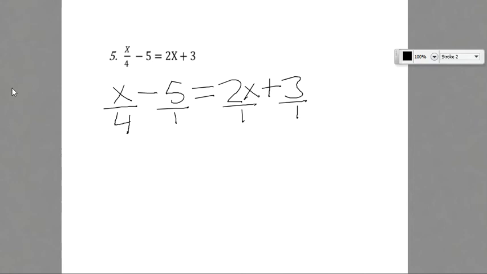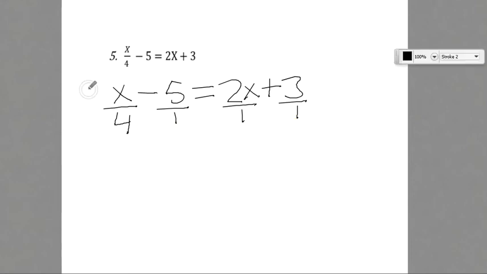Okay, so if we look at the terms x over 4, negative 5, to make that a fraction, we put it over 1. 2x, to make that a fraction, we put it over 1. And then 3, to make that a fraction, we put it over 1. So we're looking for a common denominator between 4, 1, and 1. A common denominator is a number that all of these can divide into evenly, and it's the smallest number. So the number 4, that would be our common denominator.